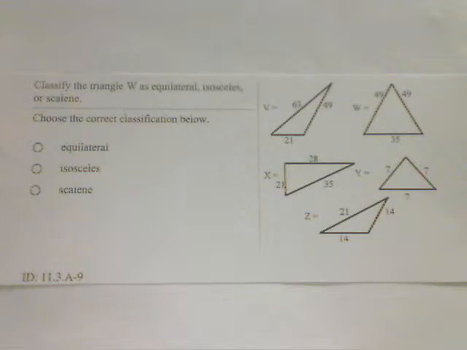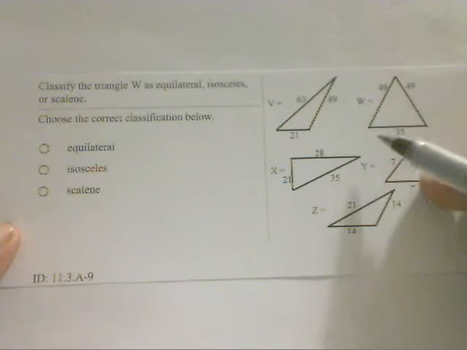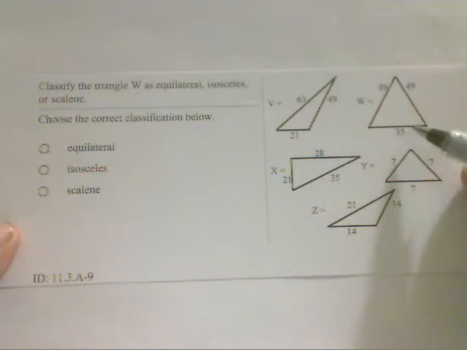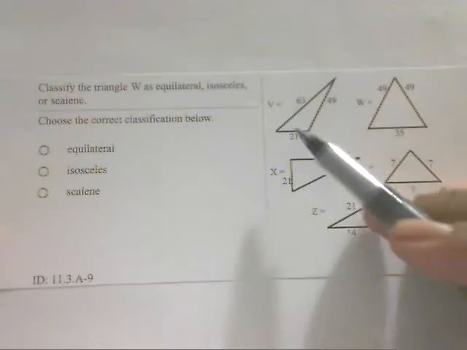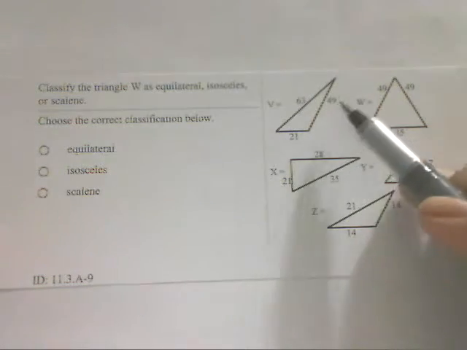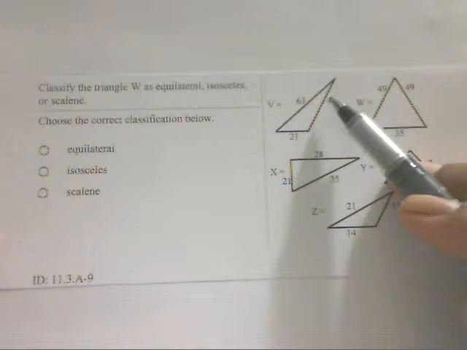Problem number 3. Classify the triangle W, which is this figure right here. Triangle W is either equilateral, isosceles, or scalene. By definition, a scalene triangle is a triangle where none of the sides have equal measures, like V, which has different lengths for each side. So that's a scalene triangle.